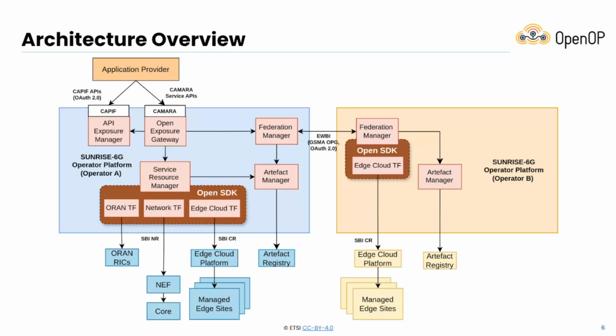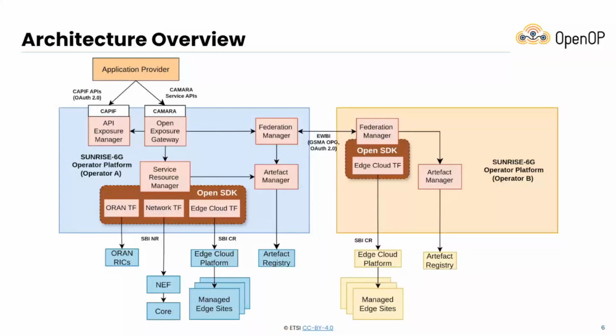And the other workflow is through the east-west bound interface using the Federation Manager, which first does the federation process. Then on the right side we can see the OpenSDK, which is translating the GSMA request into the edge cloud domain. So we can have both scenarios.